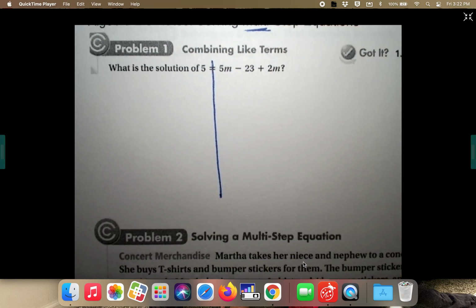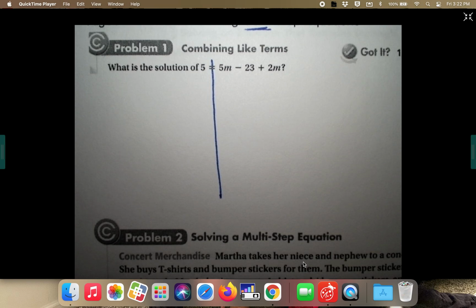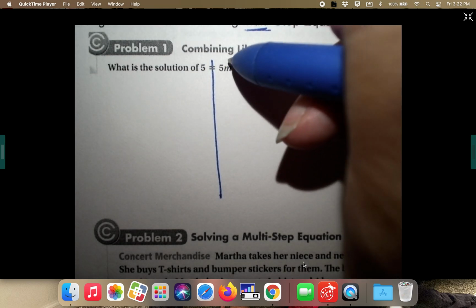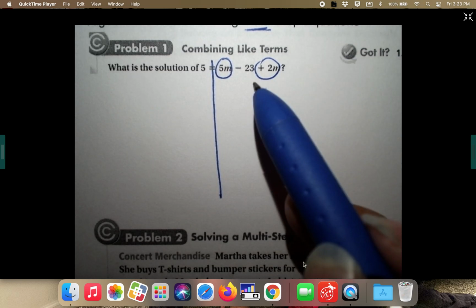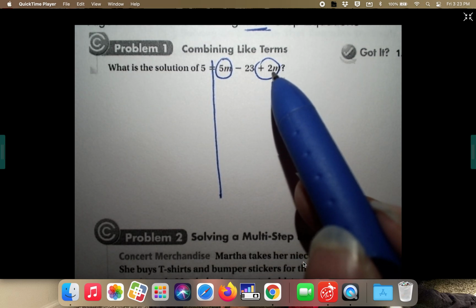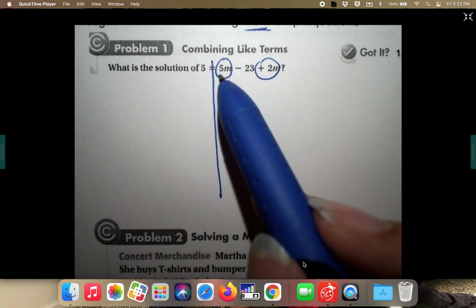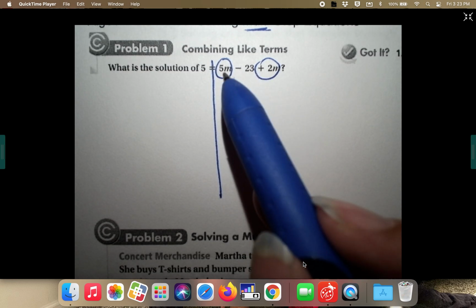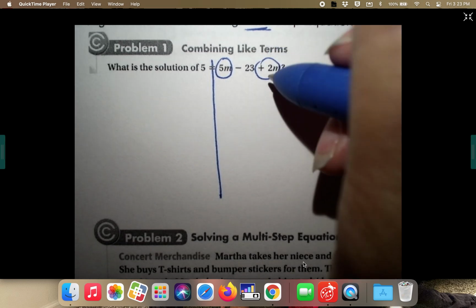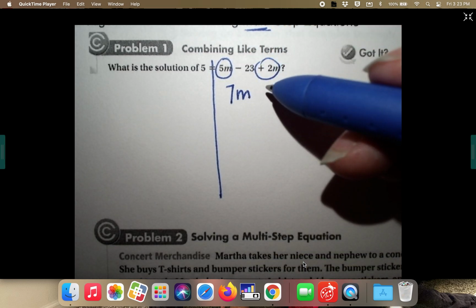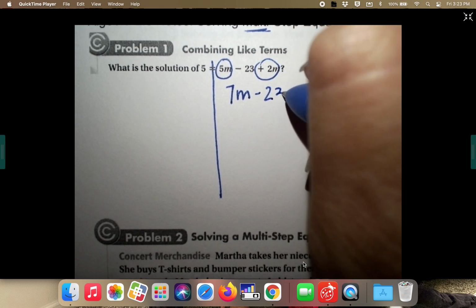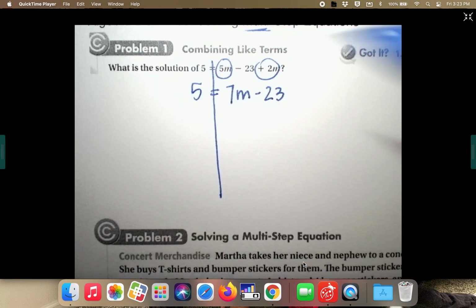So I'm still solving an equation, but I have some like terms in here. I'm looking and I'm seeing a 5m and a plus 2m. Remember, the symbol in front of your term always goes with it. So this is 5 plus 2. 5m plus 2m is 7m. For right now, I'm just going to bring everything else down. I'm going to bring down the minus 23. I'm going to bring down the 5 on the other side.